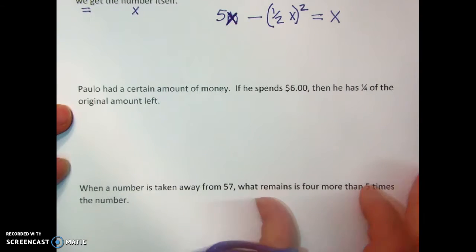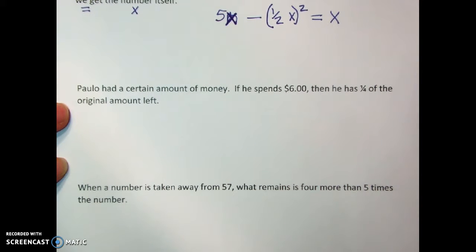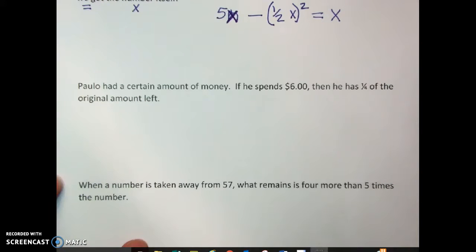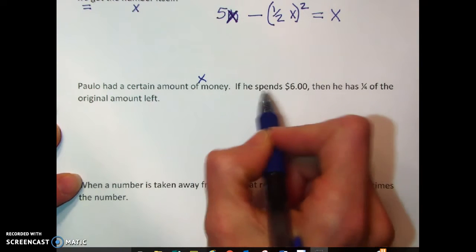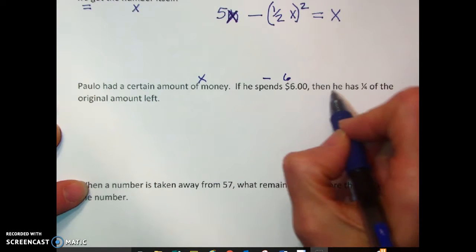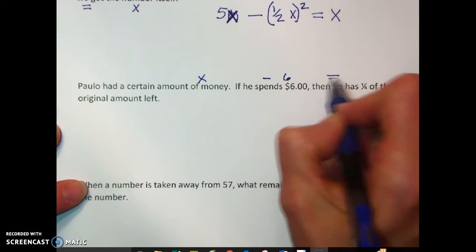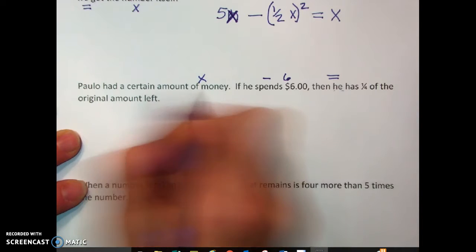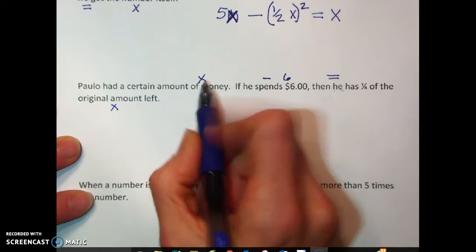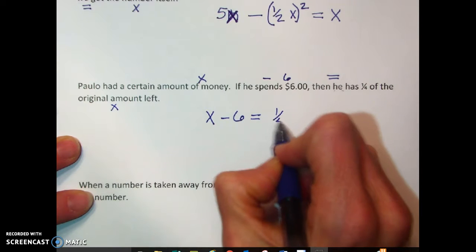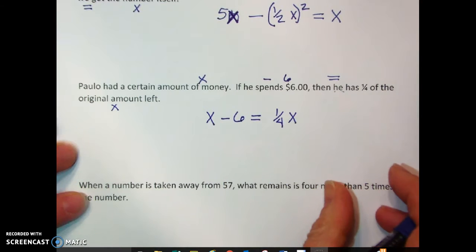Okay, a couple more. Paulo had a certain amount of money. If he spends $6, then he has 1/4 of the original amount left. Alright, so Paulo has some money. We don't know how much, so that's our variable. He spends 6. Spends is like we are subtracting, so we're going to subtract 6. Then he has, is telling us equals 1/4 of the original amount. Well, the original amount of money we had was x. So we have x take away 6 equals 1/4 times x. And that's the expression they're looking at.